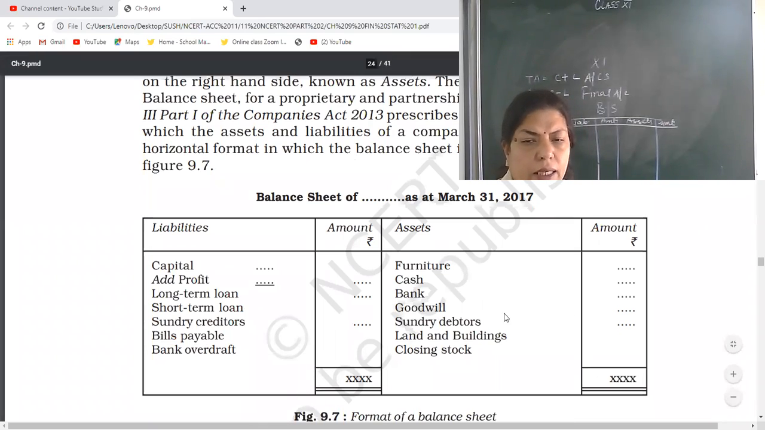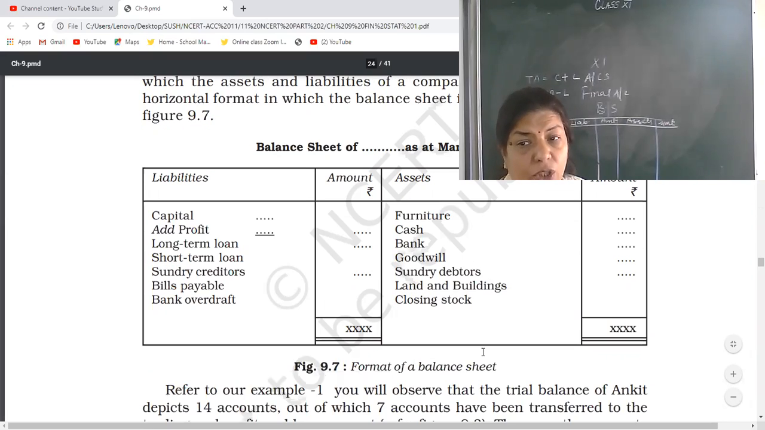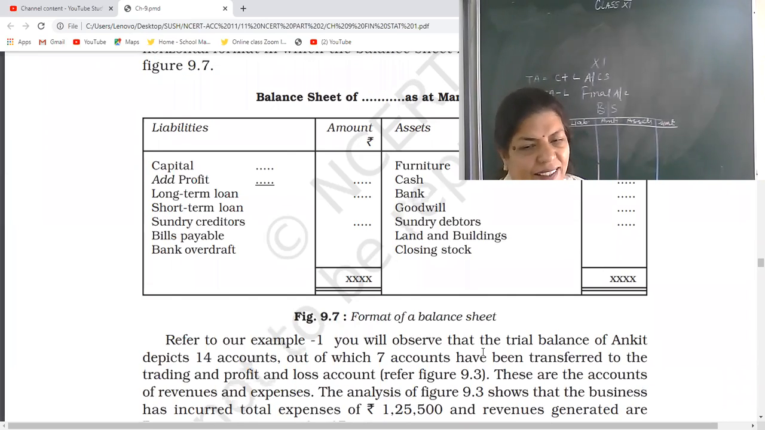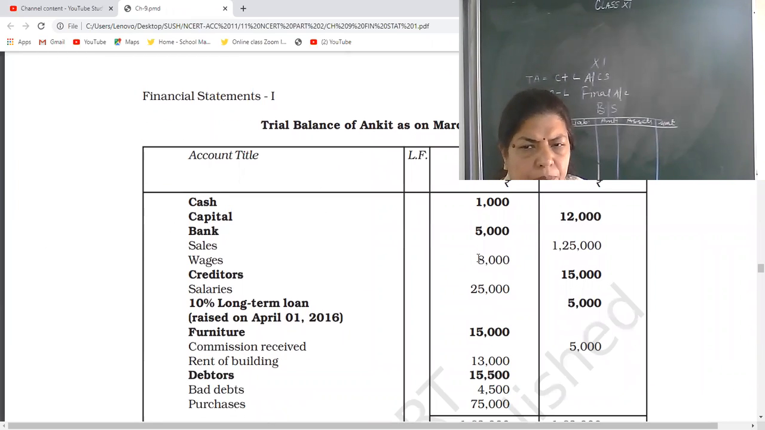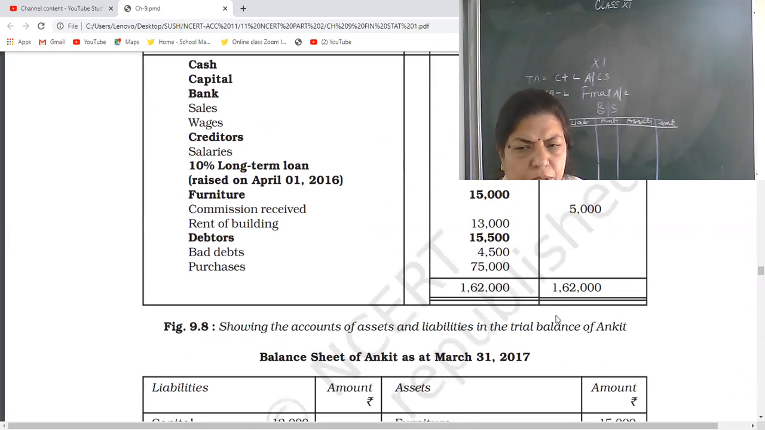Okay. This side is for asset: furniture and fixtures, cash, bank, goodwill, copyright, patent, debtors, bills receivable, land and building, plant and machinery, closing stock. Closing stock to be shown on two sides here. Yes. Now, one question already, this one we have done. Cash, debit, asset. Bank balance, debit, asset. Furniture, asset. Debtors, asset. Okay, loan given in the credit, that's why liability.